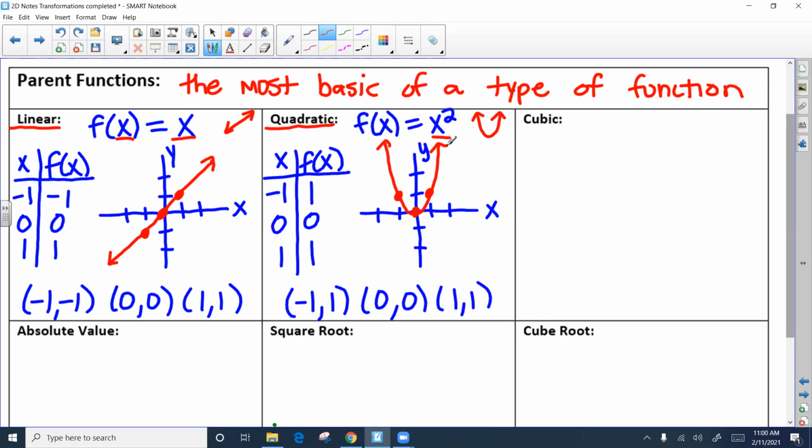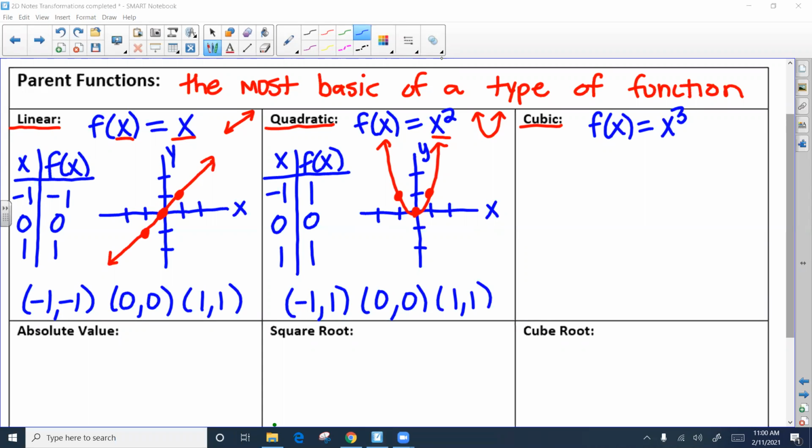All right, so that's a quadratic function. It has the points -1, 1, 0, 0, and 1, 1. And when we draw it in, it is a parabola shape. All right, next function is a cubic function. The parent function of a cubic function is f of x equals x cubed. x to the third power or x cubed.